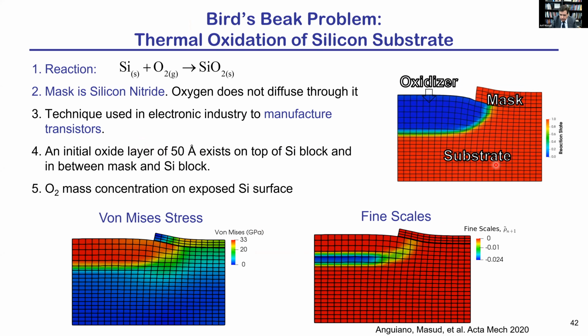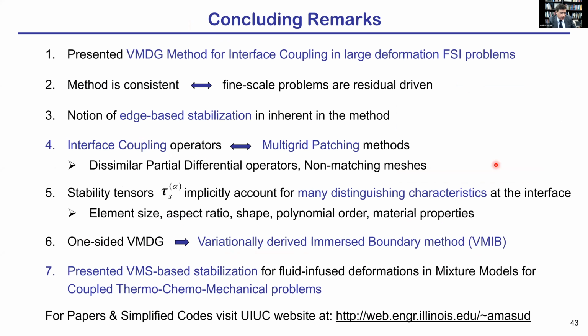So as my concluding remarks, I would say I tried to present a VMDG method for interface coupling in large deformation FSI problems. I wanted to highlight that for large deformation problems, you need to carefully look at the interfacing terms from solid and couple them appropriately at that interface. This method is consistent, and fine scale problems are residual driven. So this is a consistent method. It inherits the notion of edge-based stabilization.